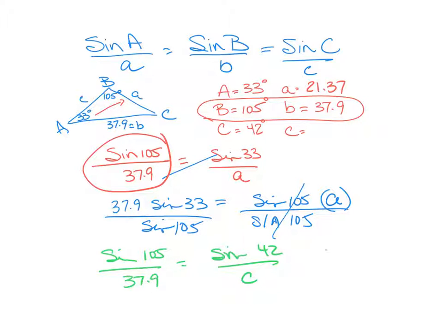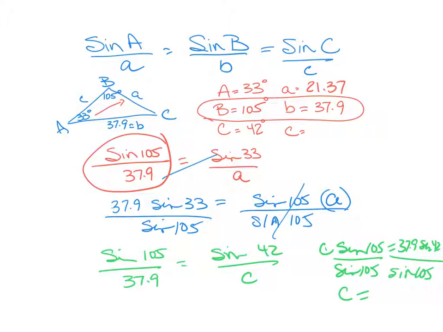Same thing. c times sine of 105 equals 37.9 times sine of 42. And divide that by sine of 105. And c should give you 26.25. Make sure you can get that and ask me a question if you can't. So that's the law of sine in a nutshell.